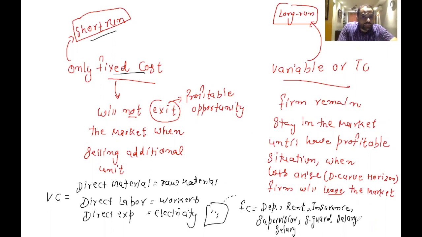Because some large companies in Vietnam pay... Is electricity always variable cost? It depends. Electricity, remember, we are talking about producing additional units. So keep in your mind, producing additional.